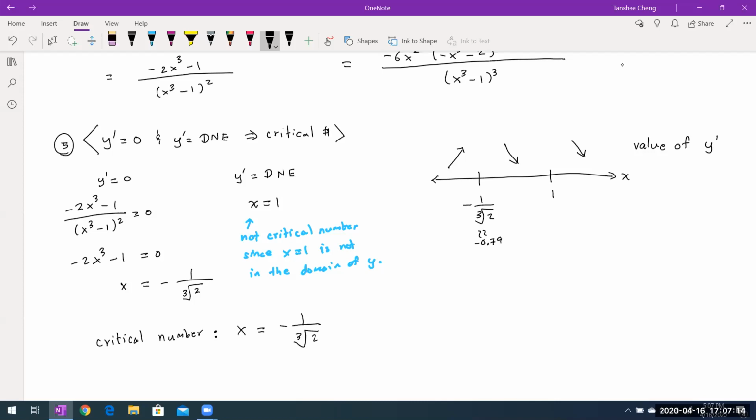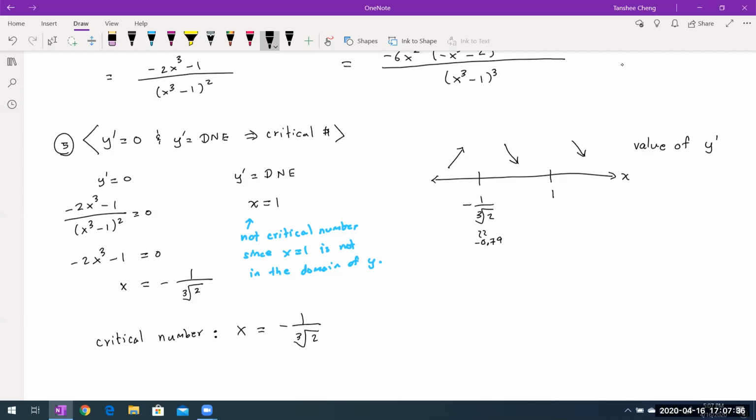Because remember, why are we looking for critical numbers? Because that's where it's going to happen, either a local maximum or a local minimum. If the original function is not even defined at that particular x, we cannot graph anything. So there will not be a local max or local min. Therefore, my critical number is only negative 1 over cube root of 2.